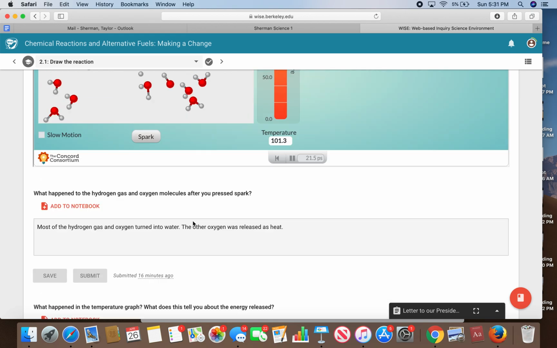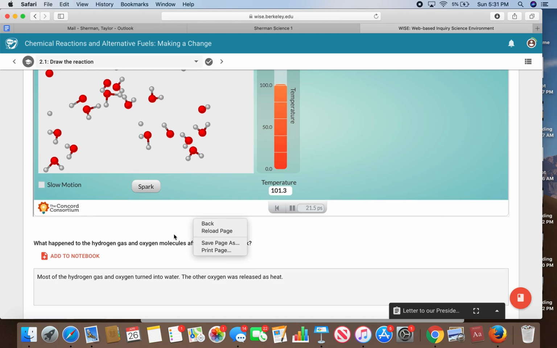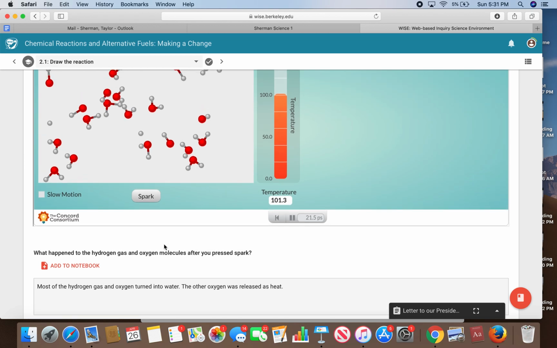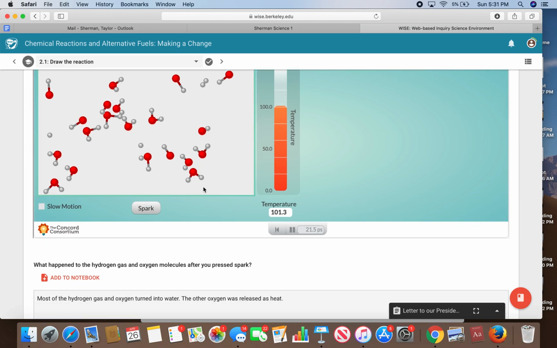And now let's go ahead and answer some questions. It said, what happened to the hydrogen gas and oxygen molecules after you press spark? Okay, so this is my response. Most of the hydrogen and oxygen turned into water, which we kind of saw happening, right? Because this is our water now. So the product is now water, okay? The other oxygen was released as heat.